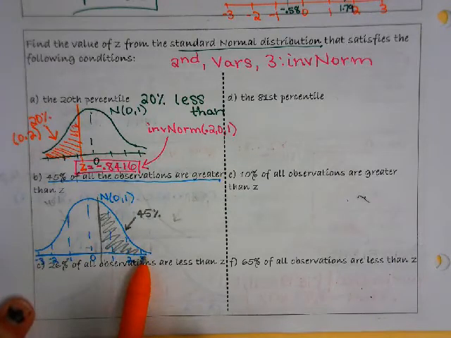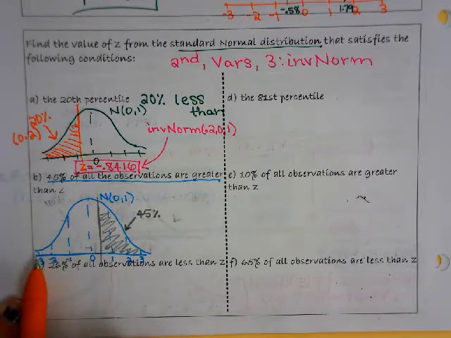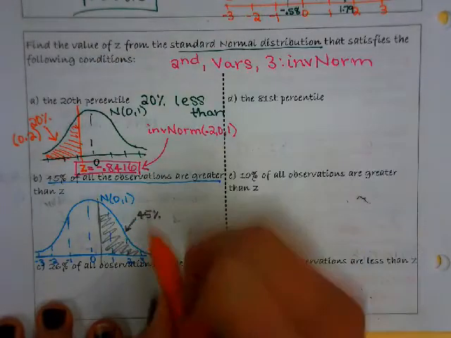I heard somebody say it, but I didn't know who said it. 55. Thank you, Cheyenne. So 45%, if we take that away from 100, we're going to have 55% on this side of our z-score.